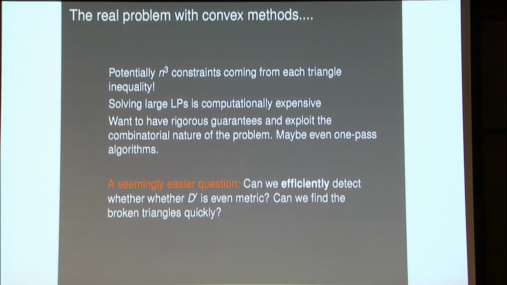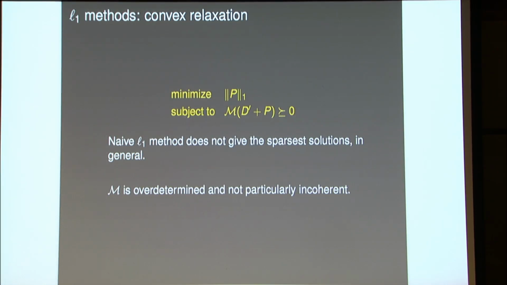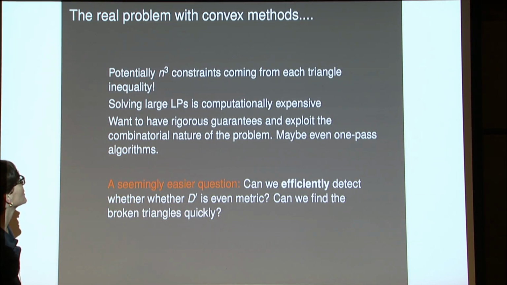Okay, so you might also be a little concerned about the number of constraints in this problem if you were to do this with convex optimization. There are n cubed constraints from each triangle inequality. Solving these large LPs is expensive. I don't think that simply solving an LP gives you an idea of the combinatorial nature of the problem. It just doesn't give you much insight. It's kind of a machine.